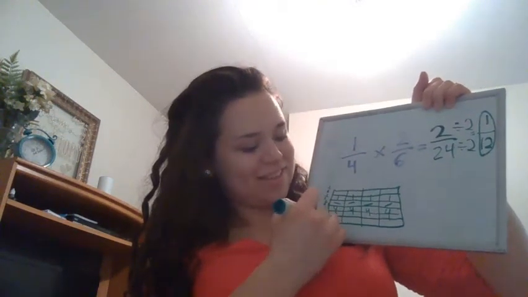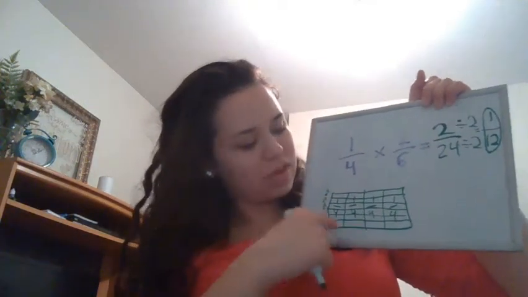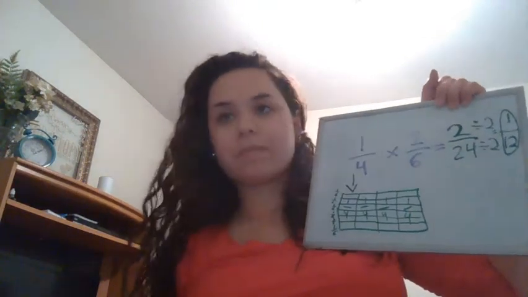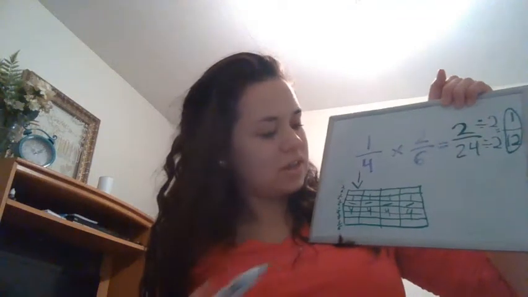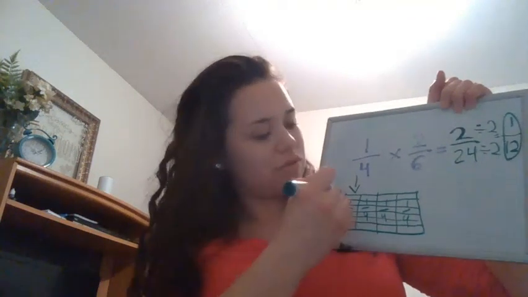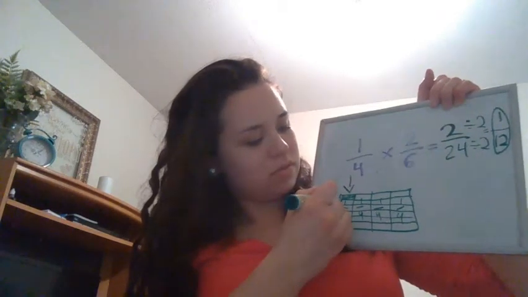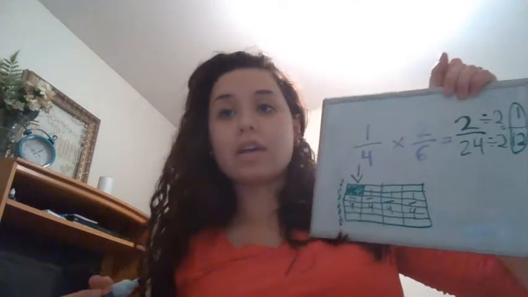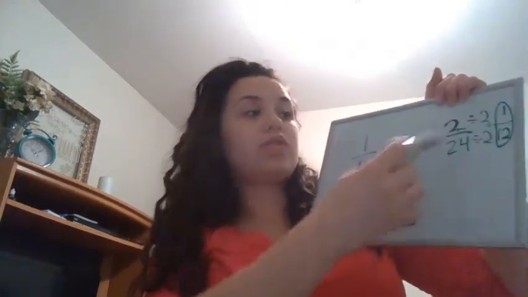Okay, there's my sixes. So they wanted 1/4. So here's 1/4. I'm going to just use this rectangle right there. There it is. And then they want 2/6. So I'm going to shade in 2/6. 1, 2, because those are my sixes. Okay, so they want me to get to 1/12 or 2/24ths.